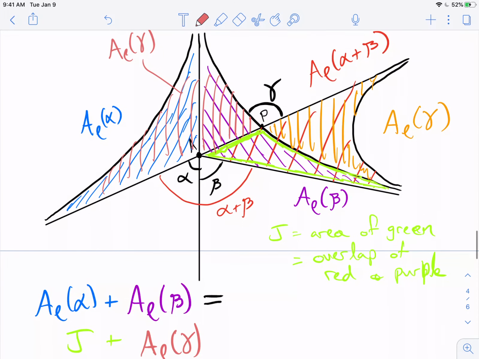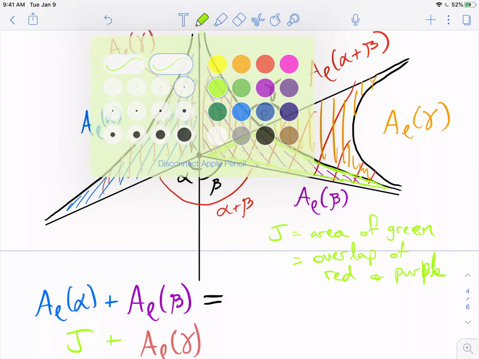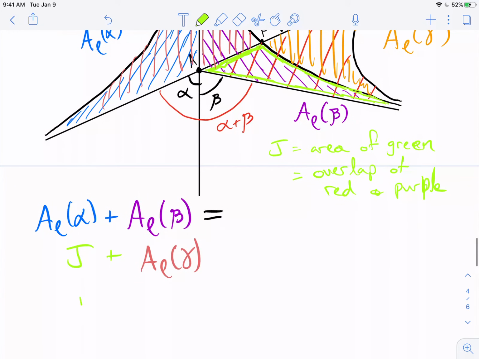But then I've got two copies of the 2/3 ideal triangle with exterior angle gamma. The other was the orange one on the right. And so this is equal to, I could just as easily write J plus this a rho of gamma. They're the same number because it's the same area. These are equal to each other.